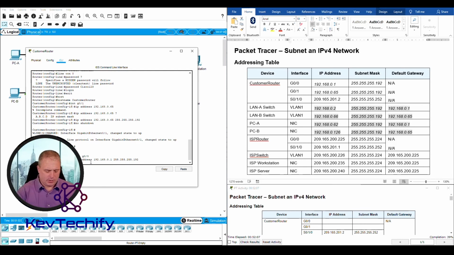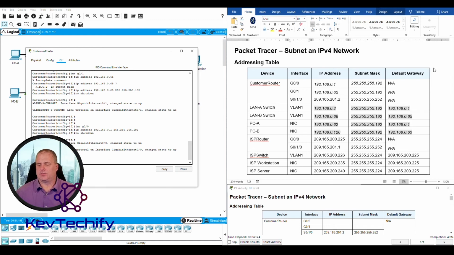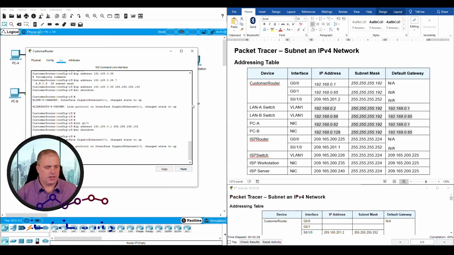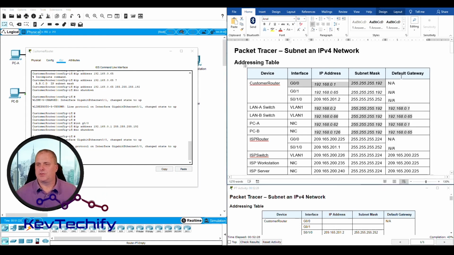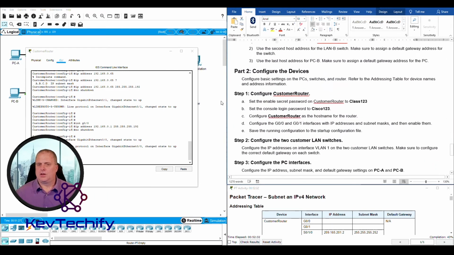We need to enable it. We need to turn on that interface. Command, once again, is no shutdown. Before I hit enter, we are at 39% completion. I hit enter. We are now up to 43% completion. I'm going to exit out, so I'm just in global configuration mode. That takes care of D.